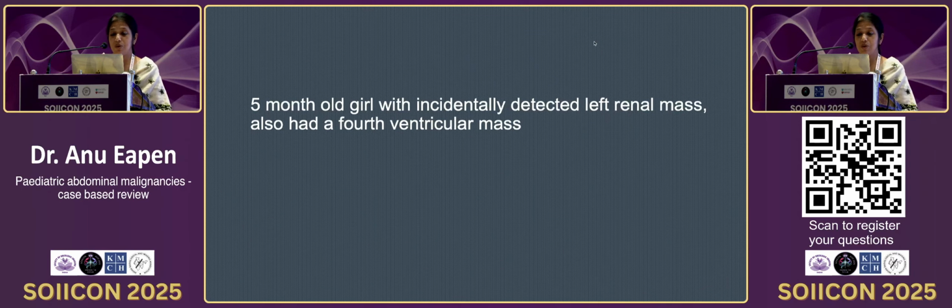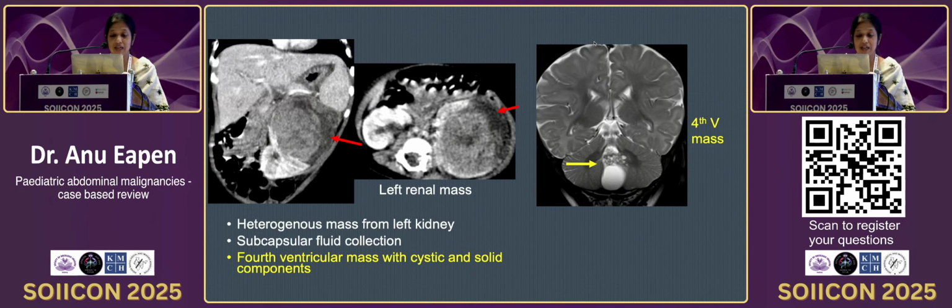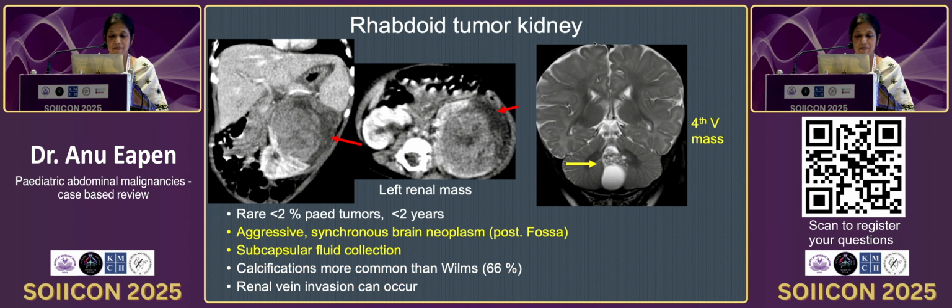Then this was a 5-month-old girl with an incidentally detected left renal mass, who also had a 4th ventricular mass. So what you see here is a heterogeneous mass from the left kidney, and the arrow points to a subcapsular fluid collection, and on MR there was a 4th ventricular mass with cystic and solid components. So this was a rhabdoid tumor of the kidney. These are rare tumors, usually occurring in children less than 2 years. They're usually associated with a synchronous brain neoplasm, usually in the posterior fossa. It can be rhabdoid tumor, medulloblastoma, ependymoma, etc. And one classic feature on abdomen imaging is that subcapsular fluid collection, which tells you that this could be a rhabdoid tumor. Calcifications are much more common than in Wilms tumor, but these are again very rare tumors. And this is another tumor which can invade the renal vein.